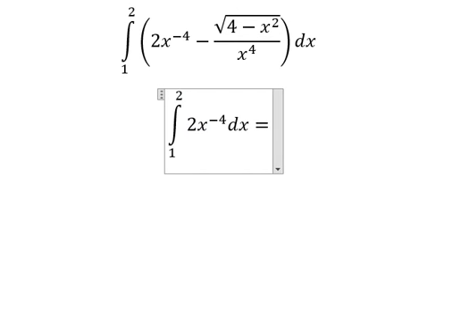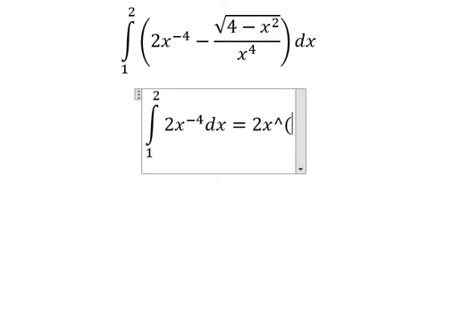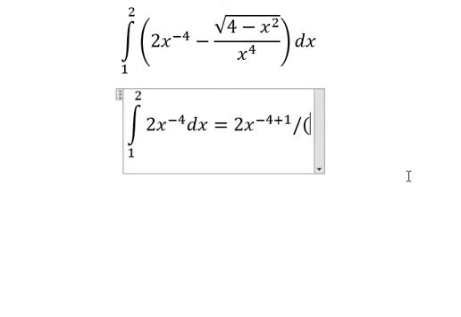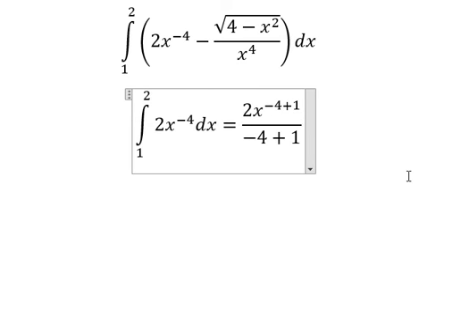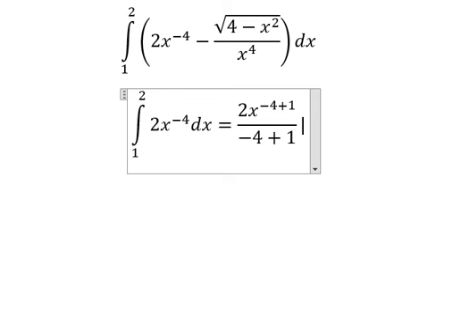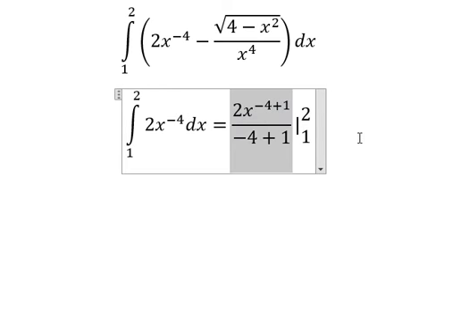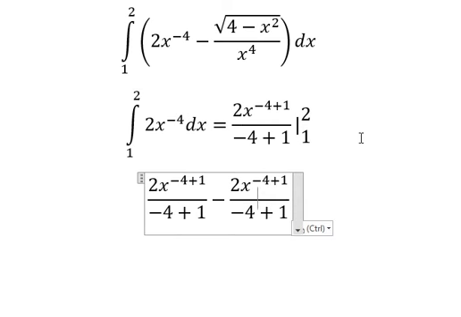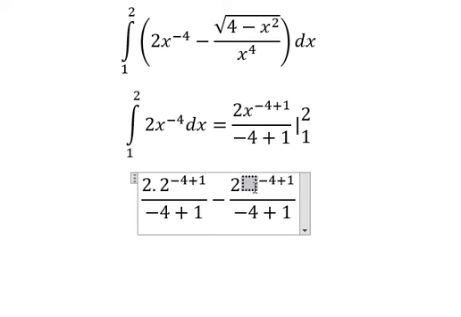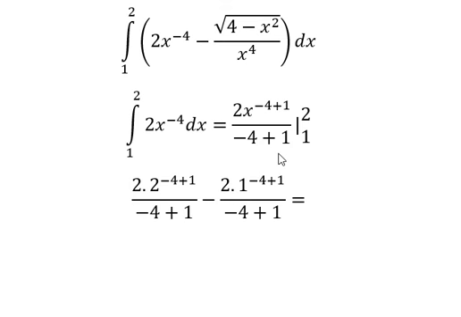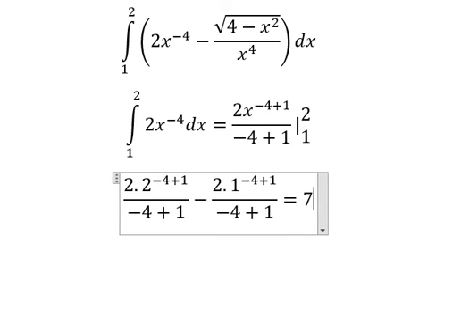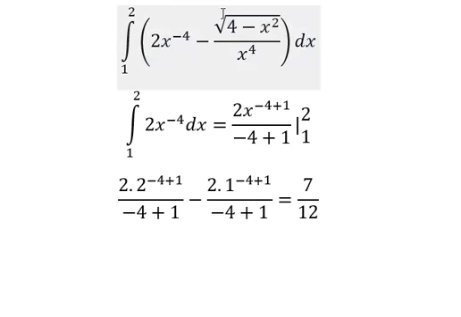The integration of this one, we have s to the power of 4 plus 1 over negative 4 plus 1, and we put the bounds from 1 to 2. And now we have the final answer. So we calculate this one, and we got 7 over 12. Now we have this one left.